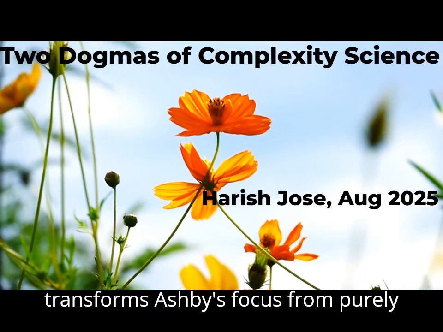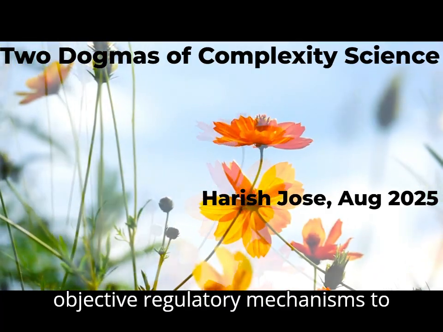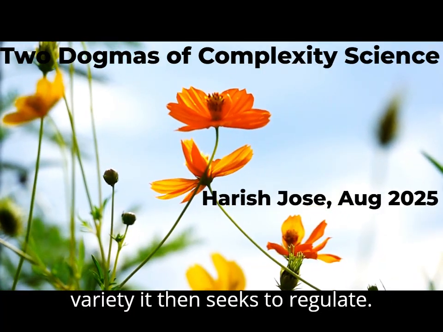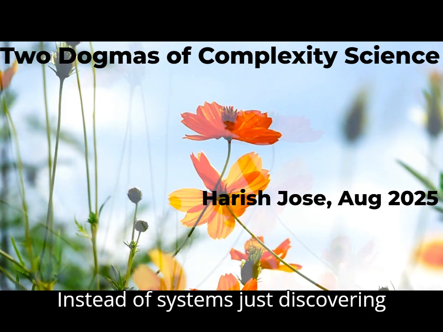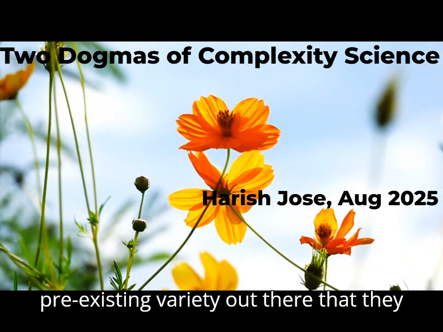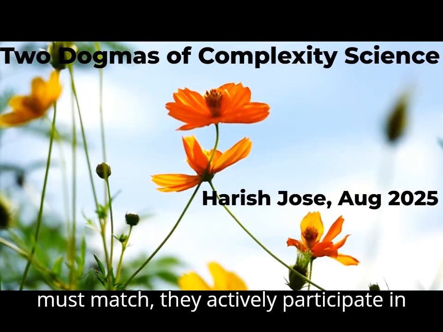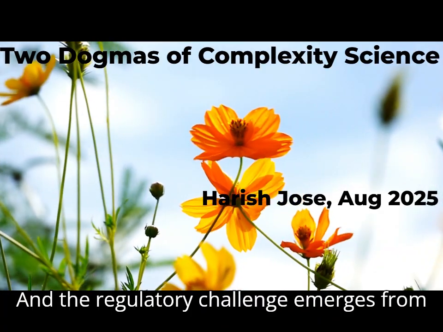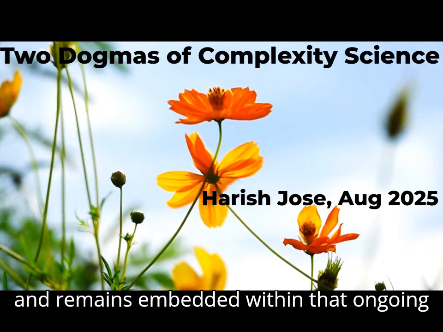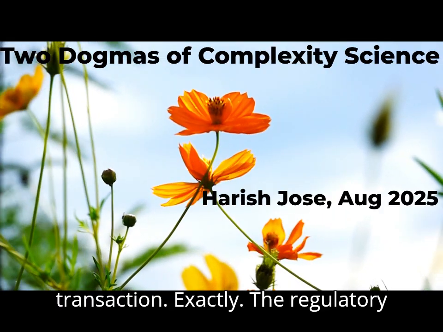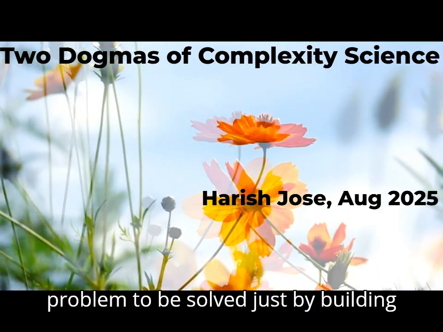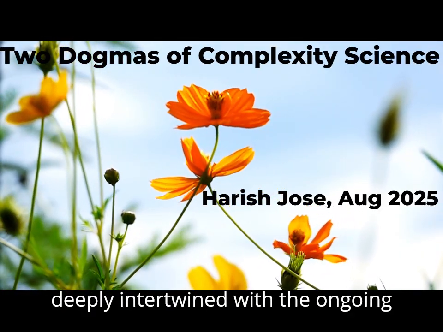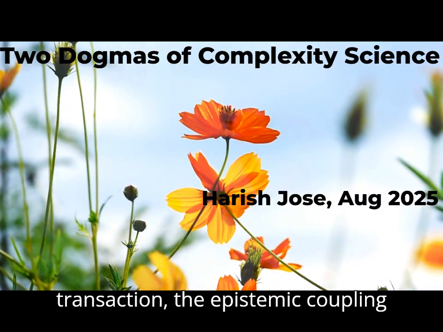It transforms Ashby's focus from purely objective regulatory mechanisms to an emphasis on the active role of the knowing system in shaping the very variety it then seeks to regulate. Instead of systems just discovering pre-existing variety out there that they must match, they actively participate in enacting the complexity they face through their own distinction-making capacities. And the regulatory challenge emerges from and remains embedded within that ongoing transaction. Exactly. The regulatory challenge isn't a separate technical problem to be solved just by building more response capacity based on an objective map. It arises from and remains deeply intertwined with the ongoing transaction, the epistemic coupling between the system and its environment.